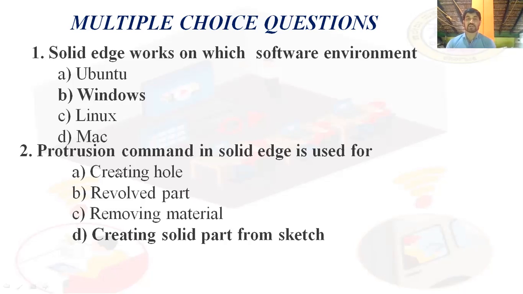Next: the protrusion command in Solid Edge is used for what? In the beginning we studied the base feature of Solid Edge, the protrusion command. I explained it by drawing a rectangle and adding material in the normal direction. That means it is creating a solid part from the sketch. The options are creating a hole, which is not the hole-making command; the revolved part; removing material, which is the cutout operation; and creating a solid part from the sketch. Revolved part is a revolved protrusion, and creating a hole is a separate command. So creating a solid part from the sketch is the correct answer.